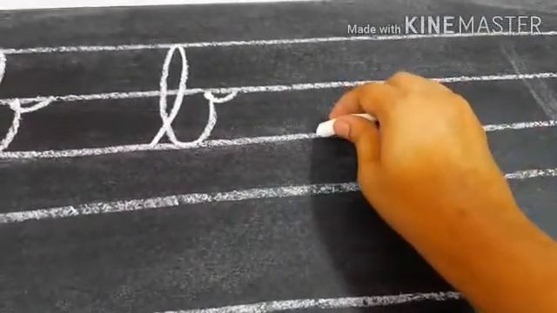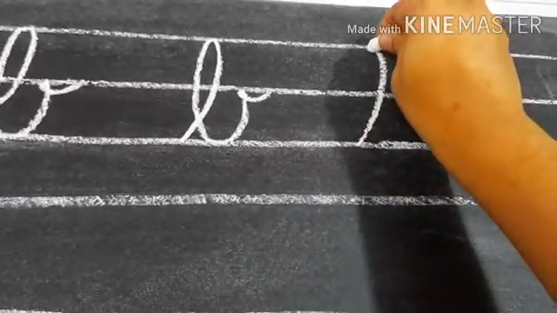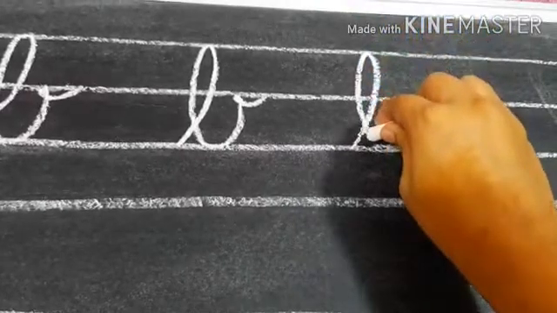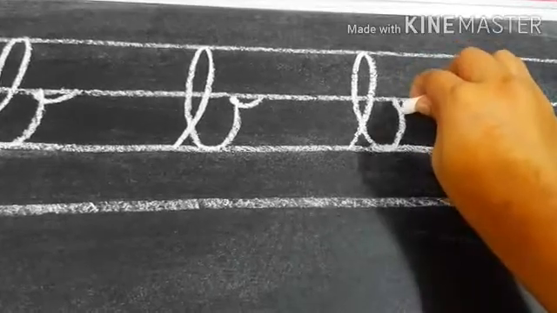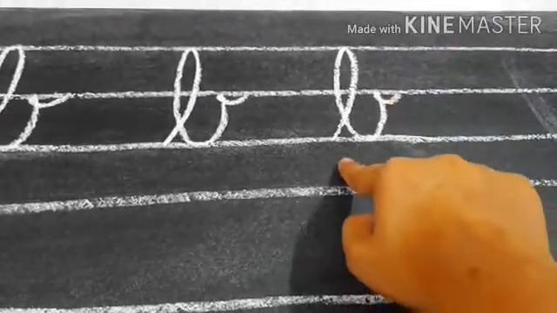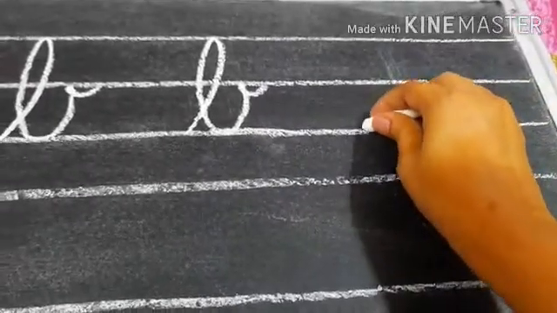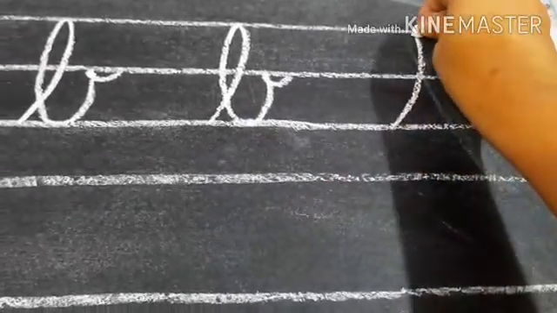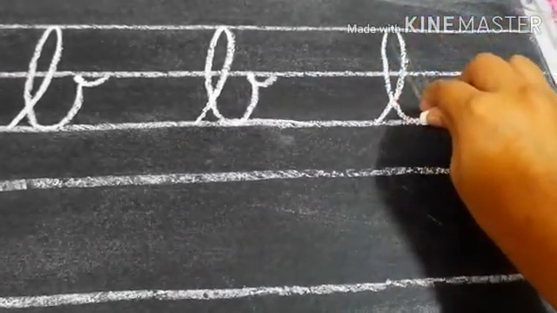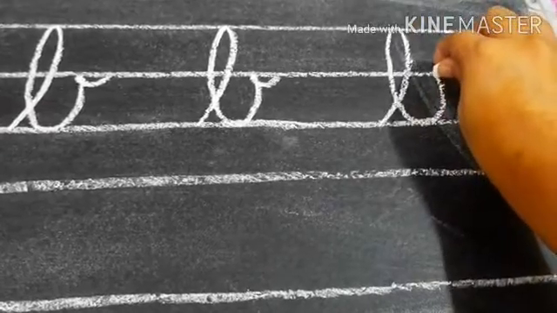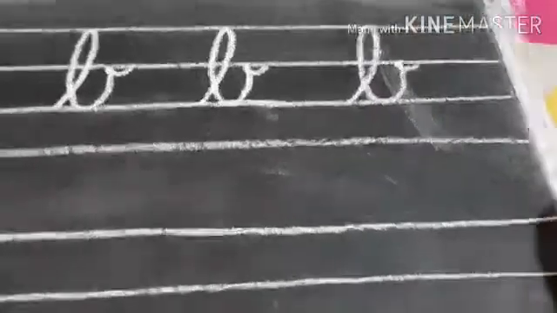Look here once again. From the third line, we will go slant, touch the first line, come down to the third line, make a curve, go up and take a turn. Cursive B.